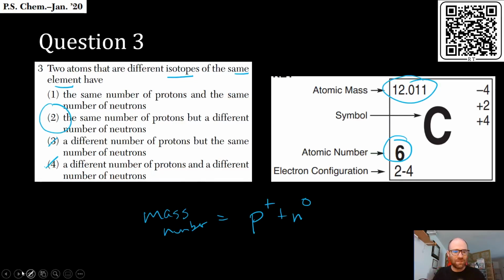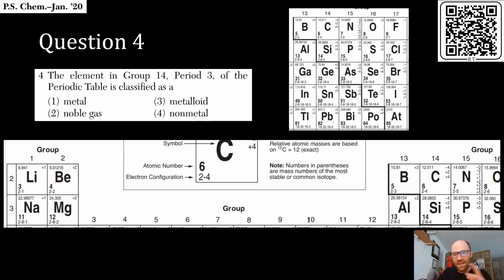Those are isotopes. For question 4, now we have to look a little bit closer at this periodic table, so it's a really good idea to be familiar with what all this means. If we are in group 14, groups are labeled on the top, but they are the columns. And period 3, those are our rows. So group 14, period 3, we're looking right here. Our element is Si. Looking at our answer choices, they're not asking which element it is, they're asking what type of element it is. So this is a slightly different question.